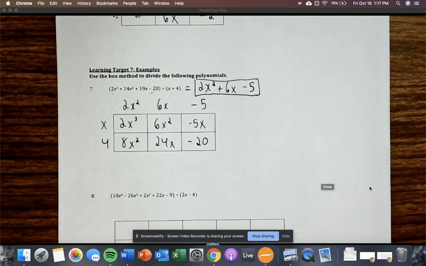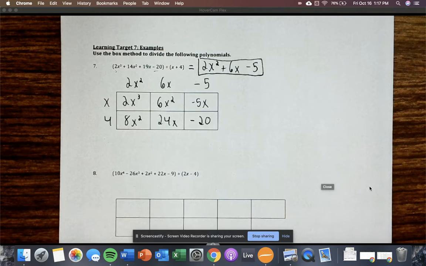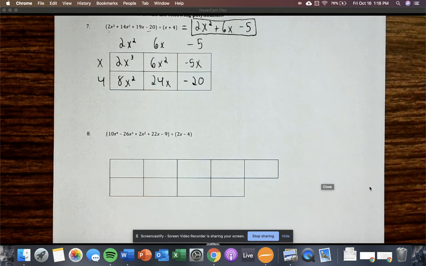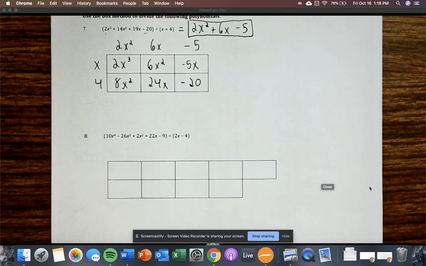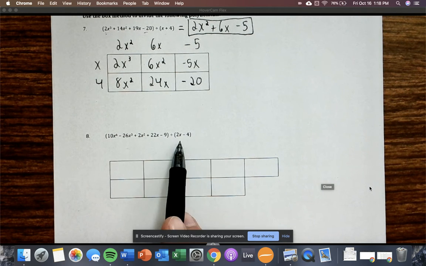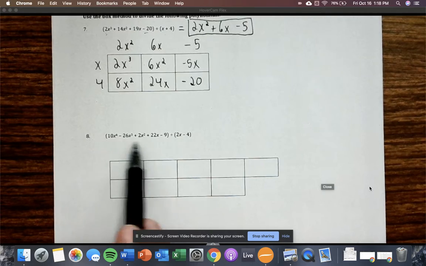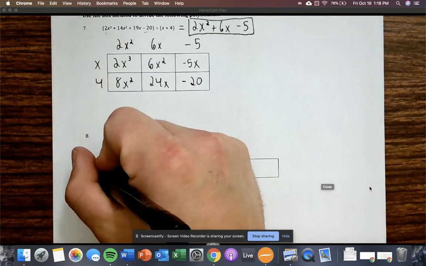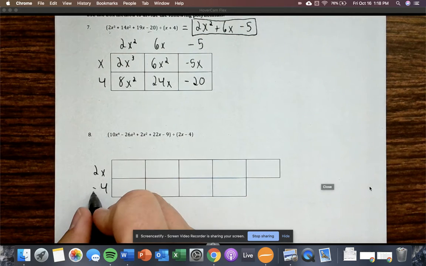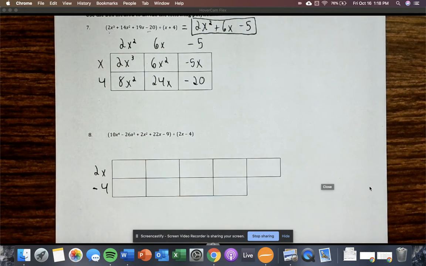All right, so it's just like numbers 5 and 6. And let's go ahead and do number 8 real quick. So number 8, we have 10x to the fourth minus 26x cubed plus 2x squared plus 22x minus 4 divided by 2x minus 4. In other words, 2x minus 4 times something has to be equal to this, right? So we're going to write 2x minus 4 on the side, and we're going to figure out that something, right?